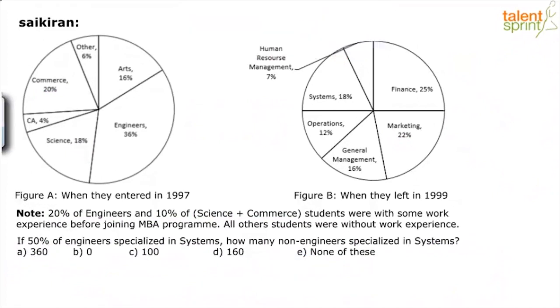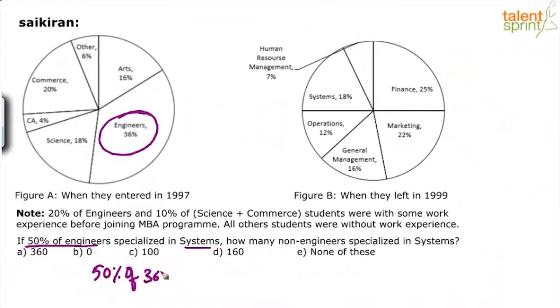All right, here's the next question. It says, if 50% of engineers specialize in systems, how many non-engineers specialize in systems? Right, 50% of engineers specialized in systems. Total engineers are 36%. So 50% of 36%.